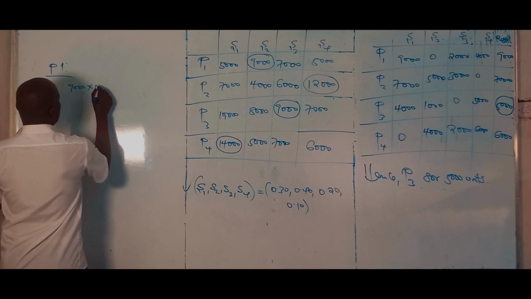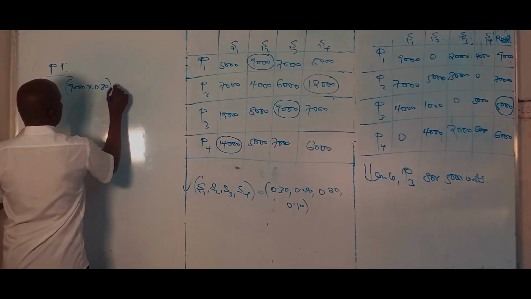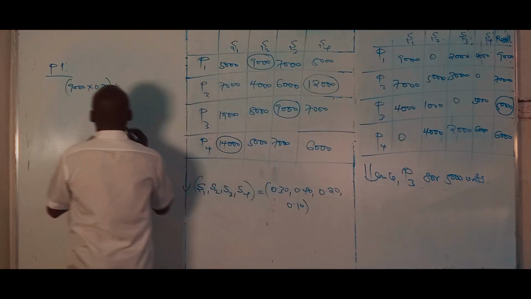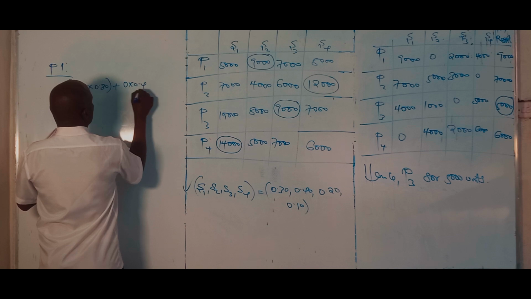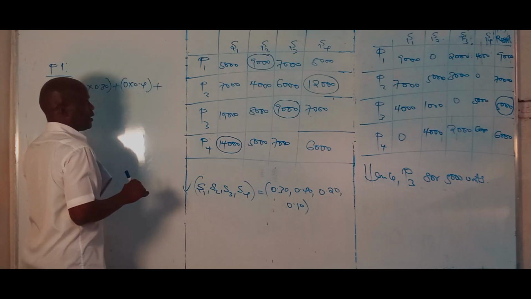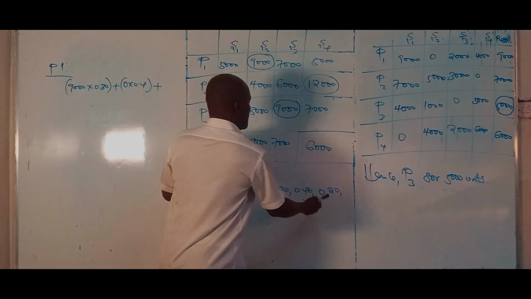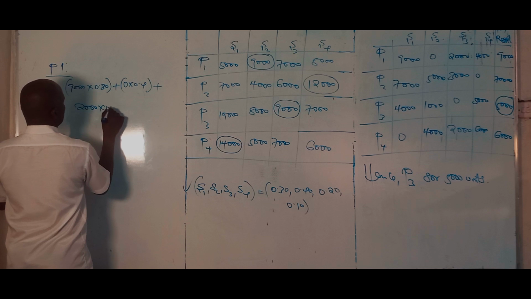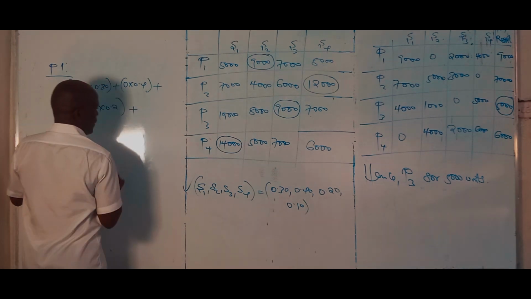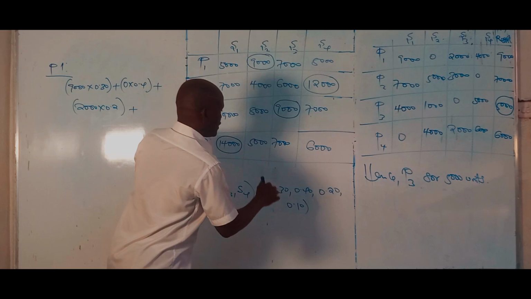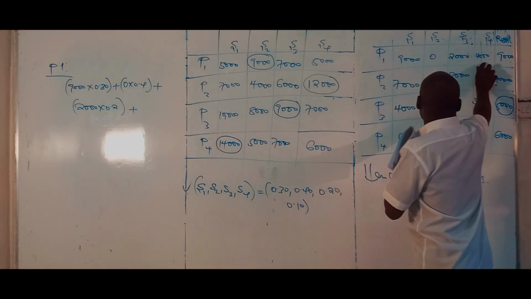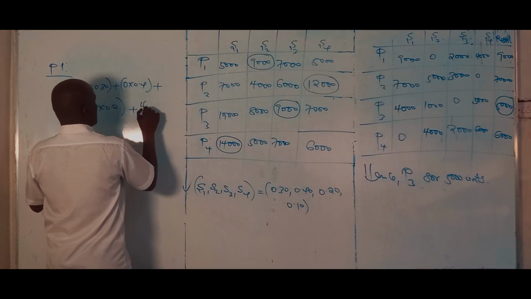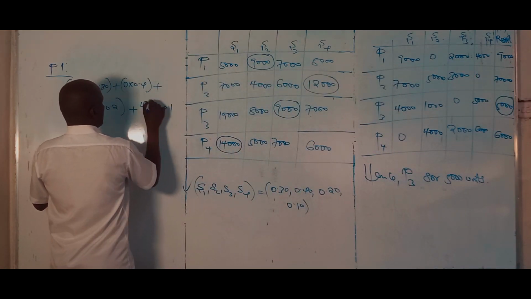times 0.30 plus 0 times 0.4 plus 2,000 times 0.2 plus 4,000 this, 4,000 this, because we are going this way. So 4,000 times 0.1 plus 4,000 times 0.1.